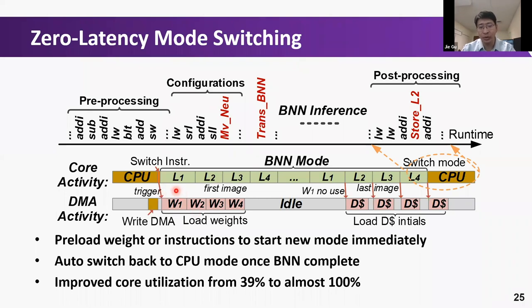While we are executing the first layer, we continue to load the second layer weights and third layer weights through the DMA on the chip, and we continue the streaming. And after we finish, again right before we switch mode, we have already finished a few layers, so we have an empty cache available. So we load our instructions and data cache values into that memory, and then we can smoothly switch back into CPU mode and perform the operations. So effectively, our core utilization improved from 39% to almost 100%. Basically, we can keep our hardware busy all the time.